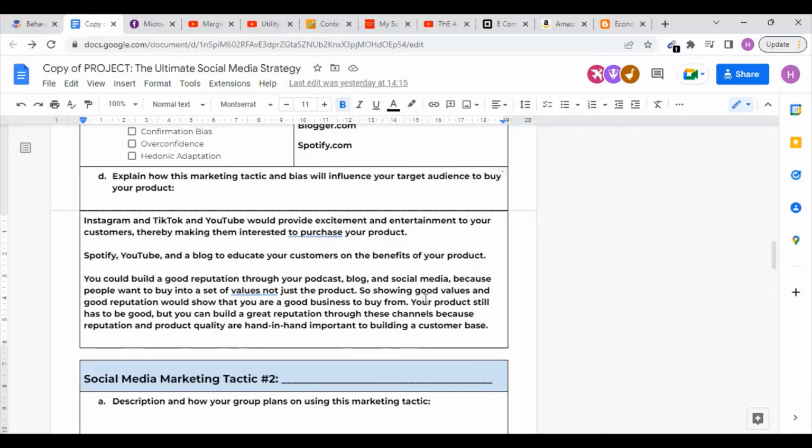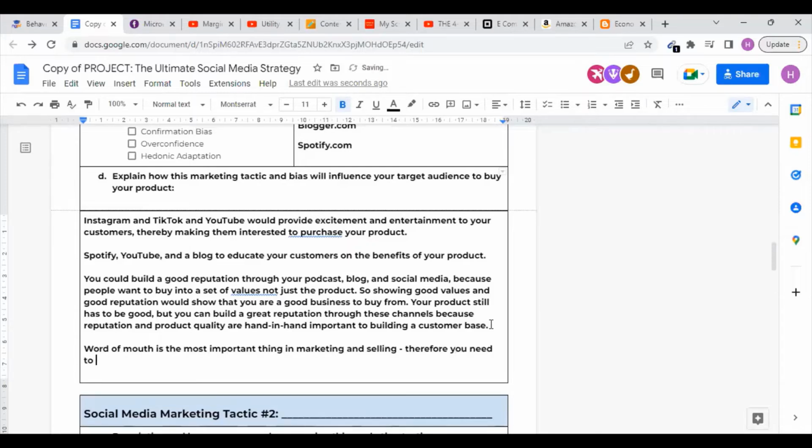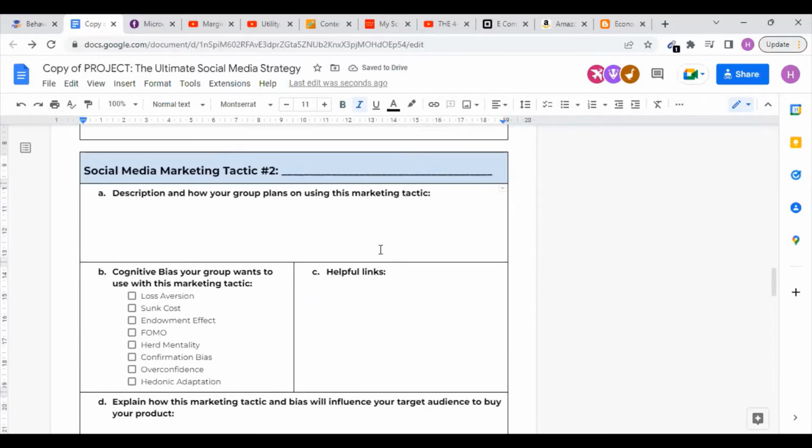So make sure that, because word of mouth is the most important thing in marketing and selling. Therefore, you need to have a good reputation, values, and products to have good word of mouth. So that's very important. So then social media marketing tax 2.